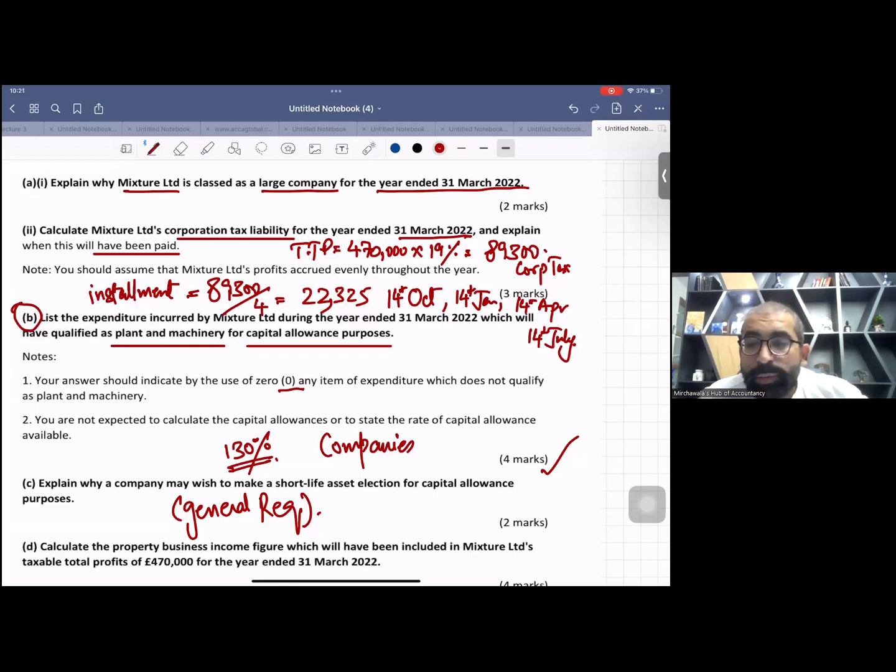Kindly write on the chat box, did you understand this 130% point? Because we are doing a companies question, not individual. Yes, for individual, there is no 130%. But for companies, there is 130% super deduction. Please tell me, did you get it, or have you done the course or not? Or you guys are still taking the classes?